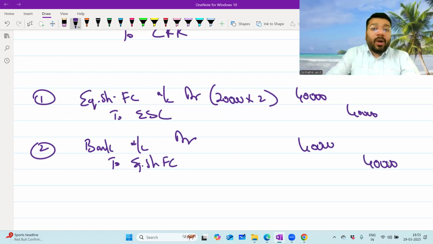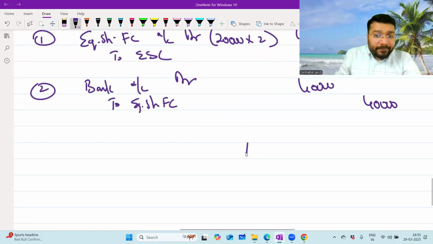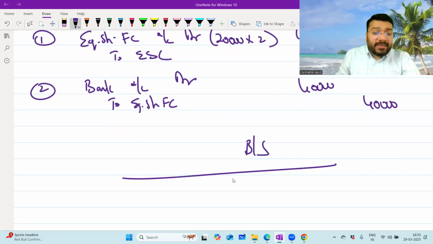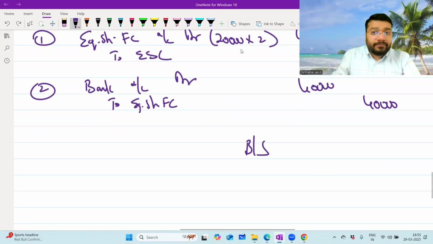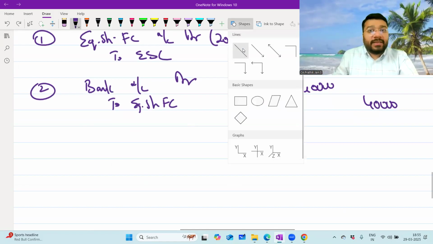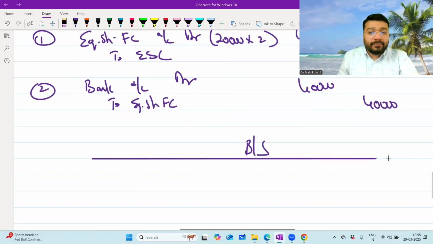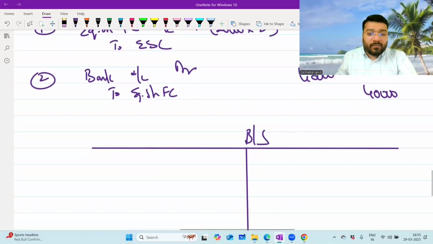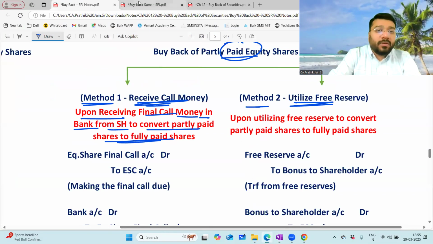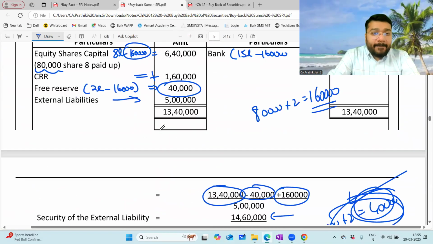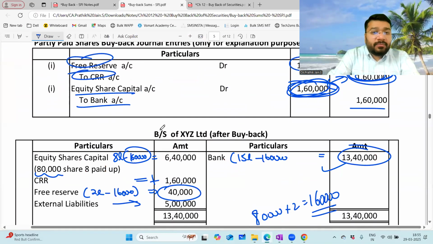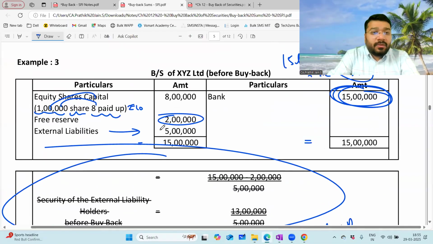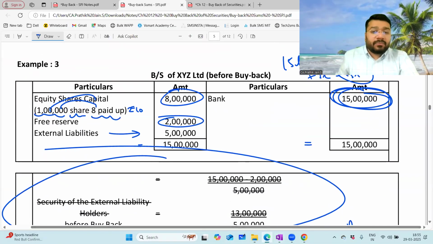So please tell me how the balance sheet looks after this entry. No, you're telling me including that. In this question, 8 lakh is the capital.